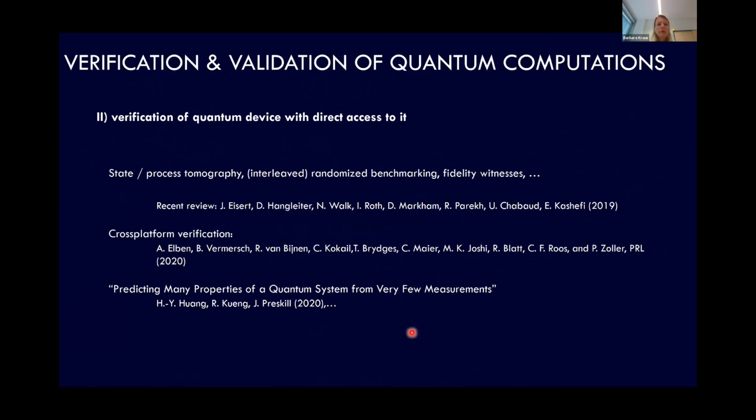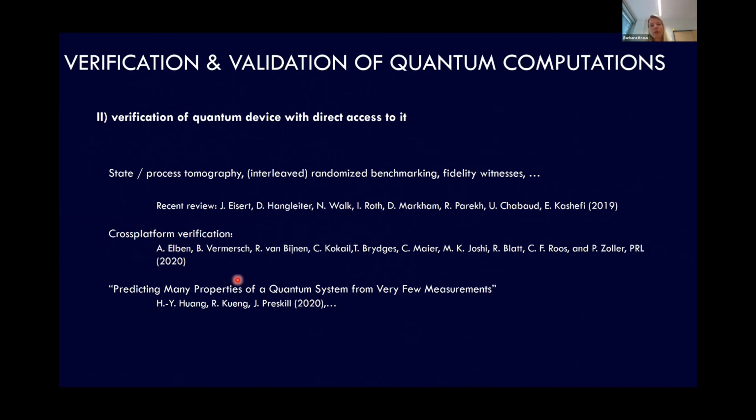Now, another approach, or what you want to verify, is a quantum device where you have access to this device, or you trust the person that is operating it. Okay, and then, as we all know, there are many, many proposals of how you can verify that, going from state or process tomography to randomized benchmarking and so on. And there are some recent very nice proposals which allow you also to compare two different quantum devices. So these different experimental setups, you can compare and relate them to each other with just classical communication.